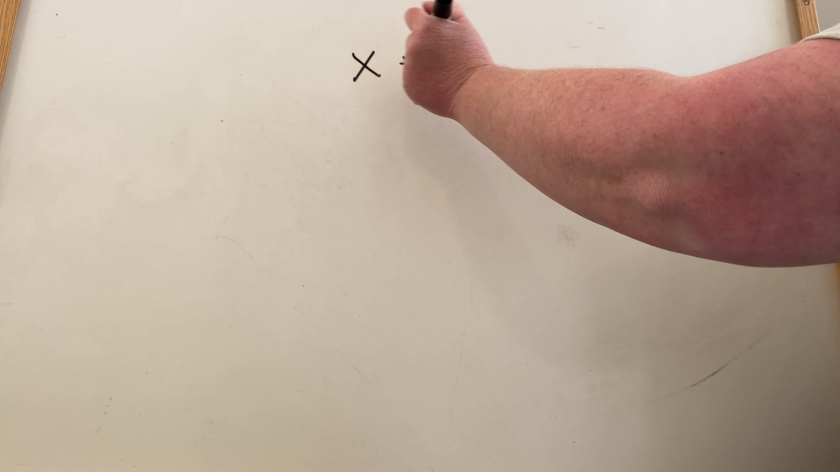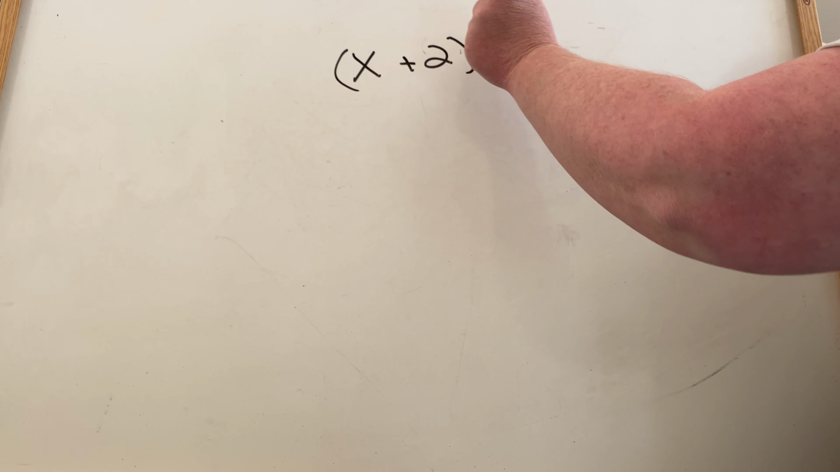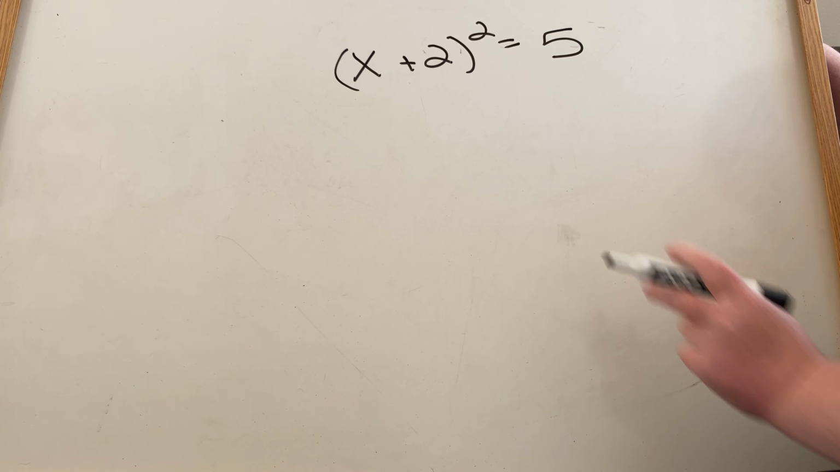Okay, so now we're talking about a different structure for solving quadratics using square roots. In the last lesson, we talked about when x was the only thing being squared. Today, we're talking about when you have a quantity that's being squared. So the basic form is x plus or minus a number, being squared, equals a number. That's something like (x + 2)² = 5.